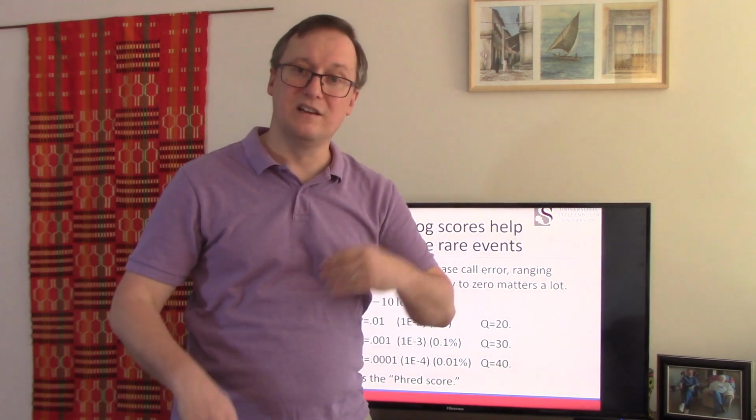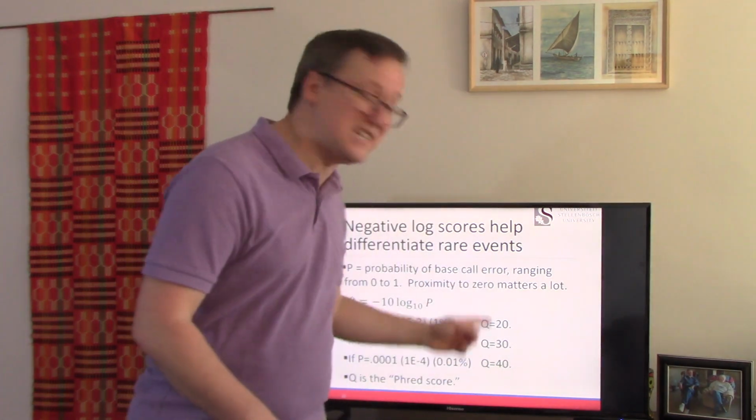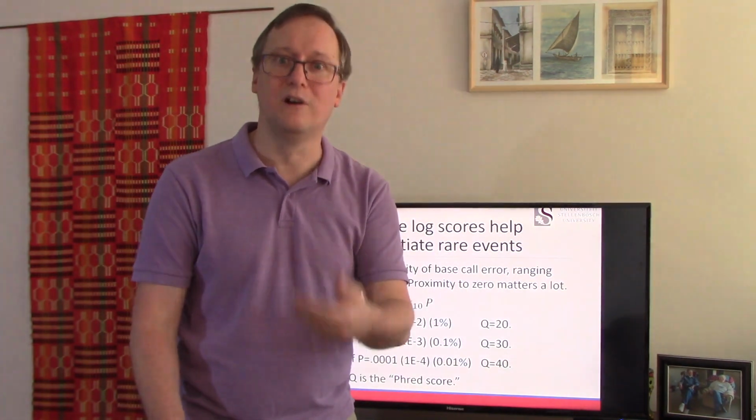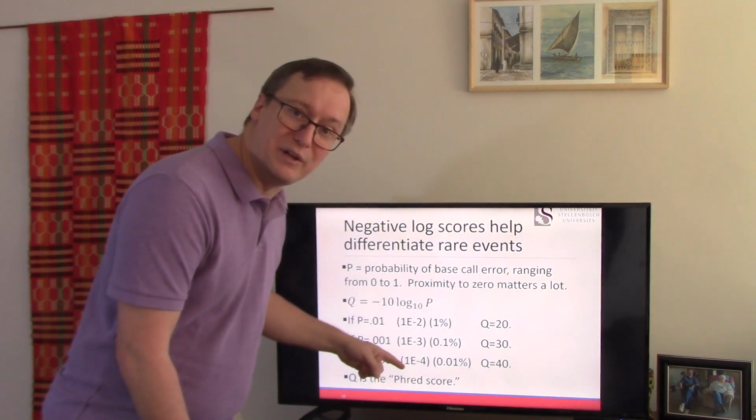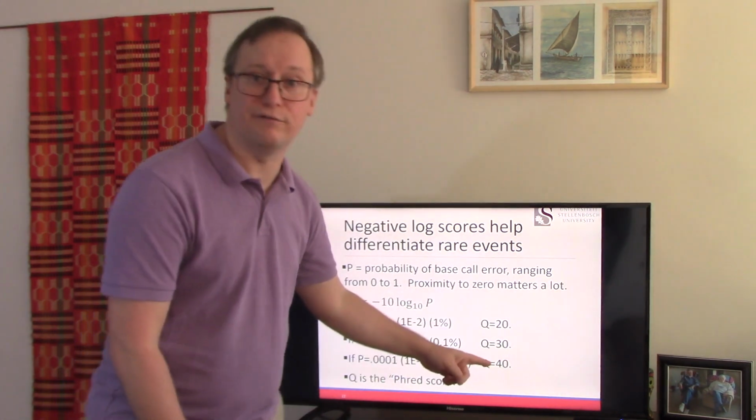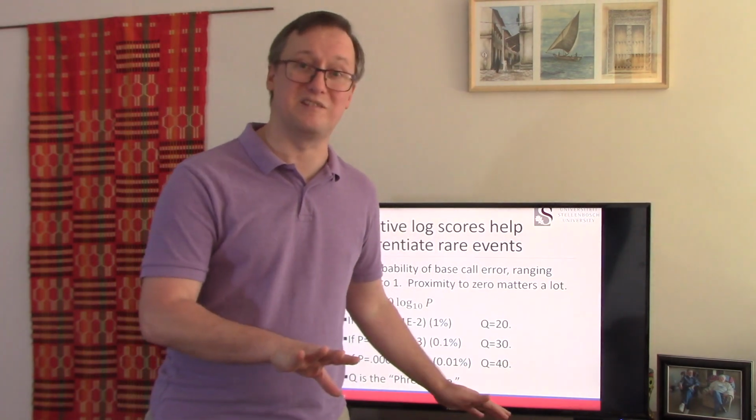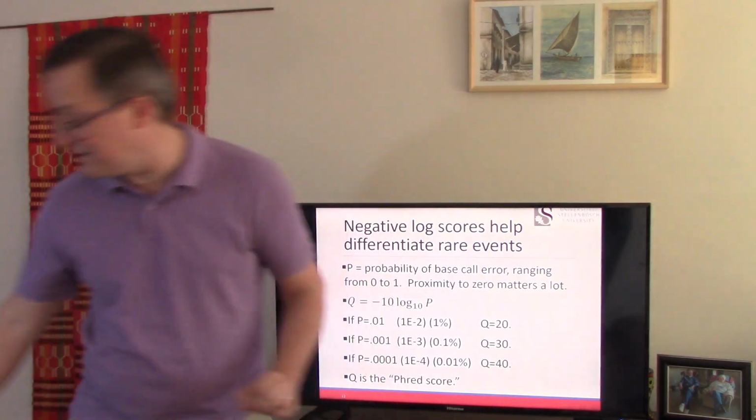And they rise by 10 every time you decrease the chance of error by tenfold. So a lower probability of error implies a higher Phred score. Shows up all over the place in bioinformatics, so be ready to recognize that.